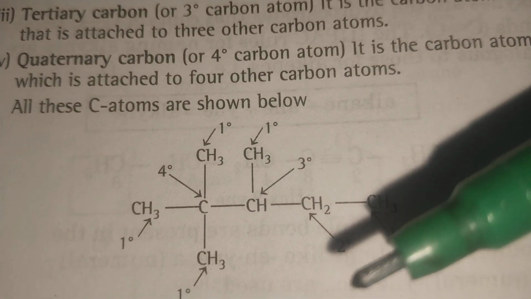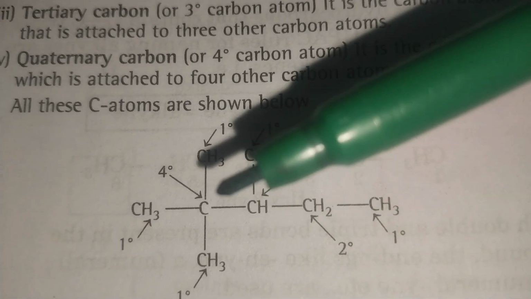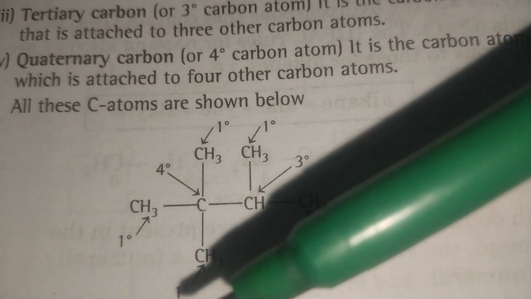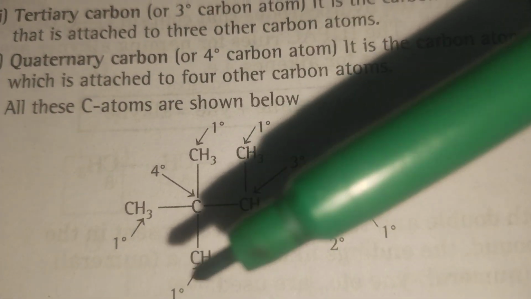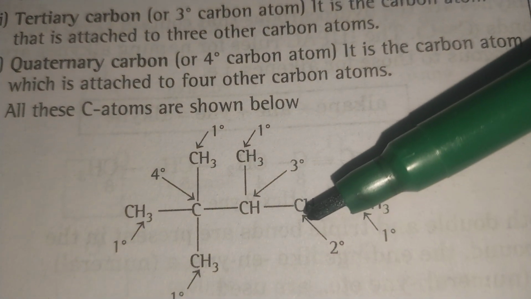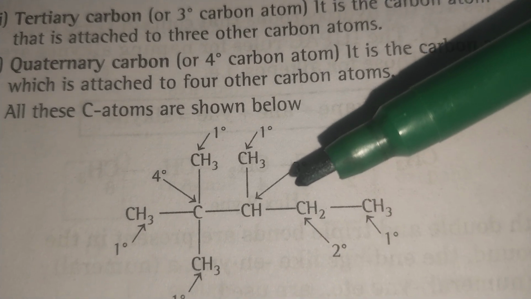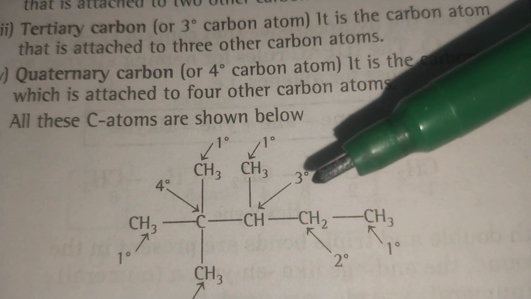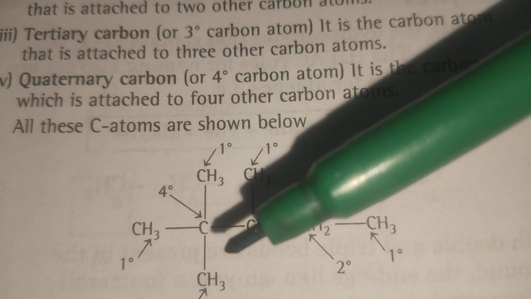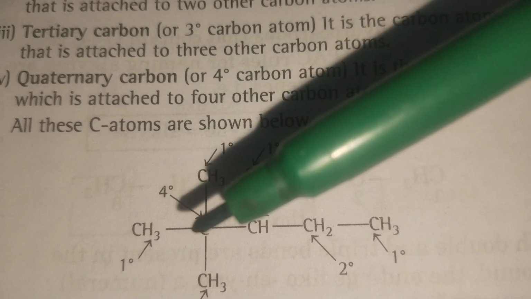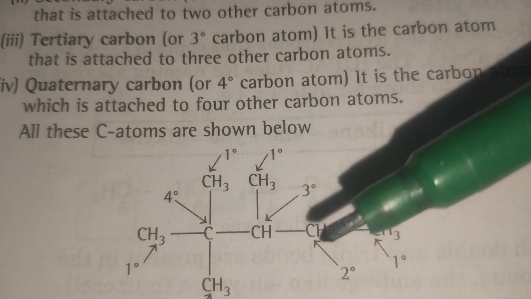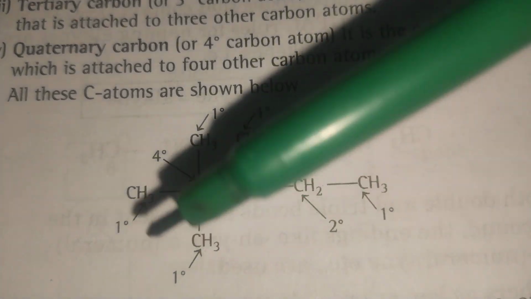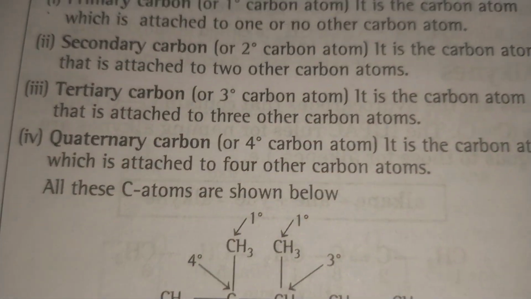So, briefly, I am going to say: 1 degree carbons, there are 5: 1, 2, 3, 4, 5. 2 degree carbons, only 1. 3 degree carbon, only 1. 4 degree carbon, only 1. 4 degree carbon is 1, 3 degree carbon is 1, 2 degree carbon is 1, 1 degree carbons are 5.